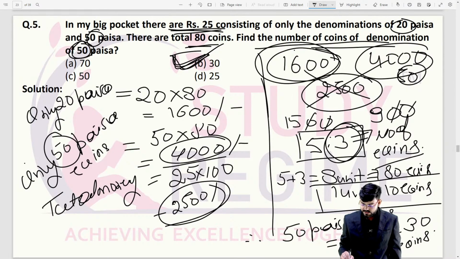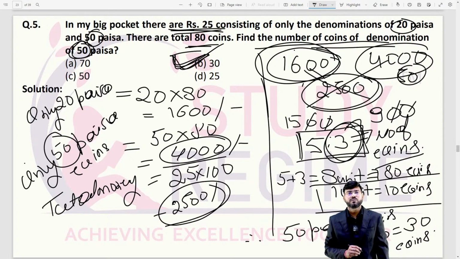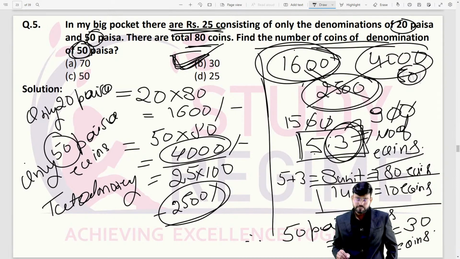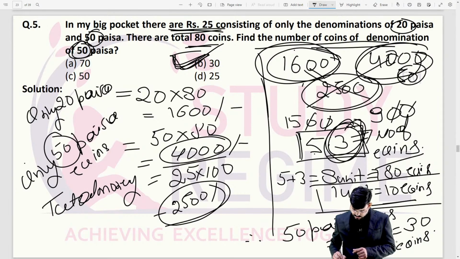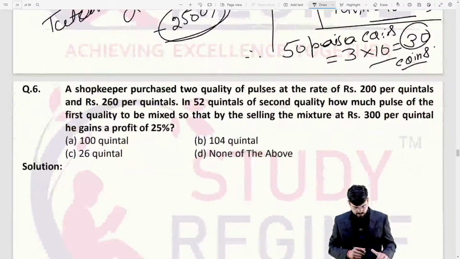Now I have mixed 1600 with 4000, and the value is 2500. So after subtracting these values, I got the ratio as 5:3. On adding 5 plus 3 you get 8. So 8 units here represent the number of coins equal to 80. So 1 unit will represent how many coins? 10 coins. So if we are asking about 50 paisa coins, that is this one. So 3 into 10, that is 30 coins. Very easy question. Okay, let's move on further.